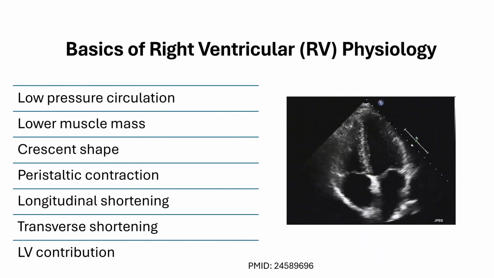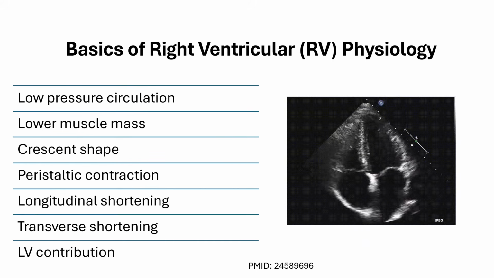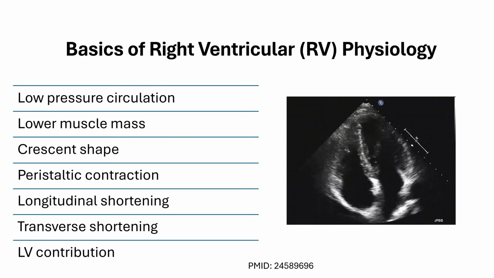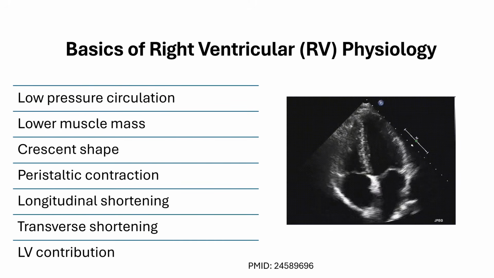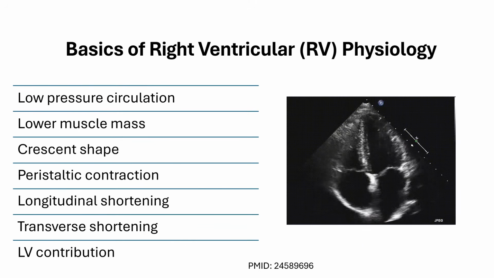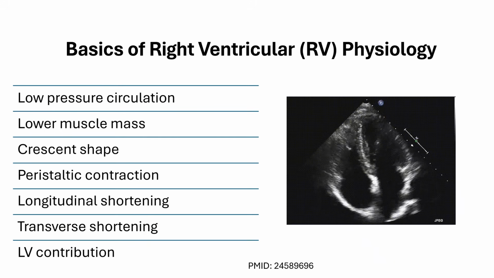It is described as crescent-shaped. It has peristaltic contraction, has several patterns of muscle fiber shortening, such as longitudinal shortening, typically from the free wall of the RV towards apex, and transverse or inward shortening. Left ventricle contributes significantly to RV ejection via septal contribution. Please pause this video if you need more time to read this important concept.